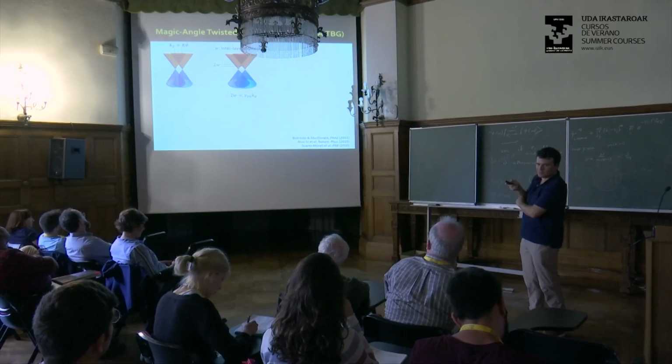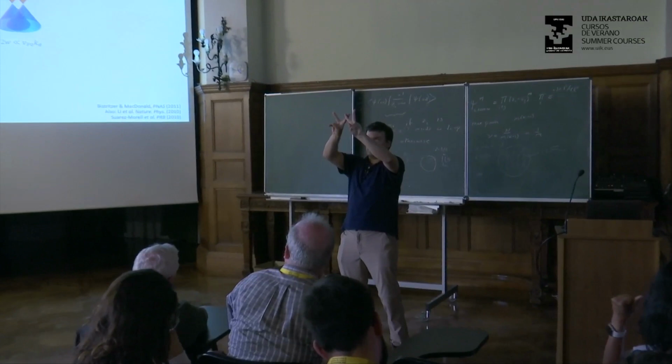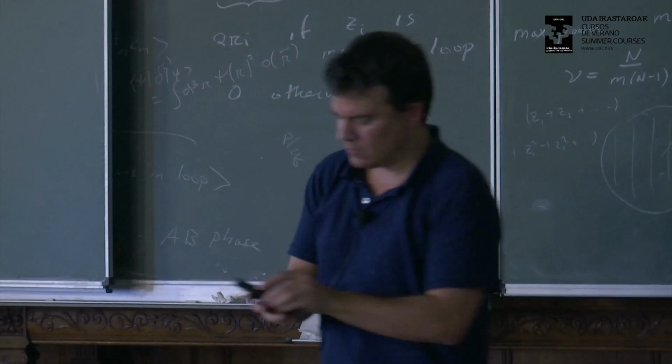But as I now twist the angle towards smaller and smaller angles, these Dirac cones, which are separated in momentum space, get closer and closer. Here, there is band repulsion. A band is being pushed down. So there will be an angle at which this band will get pushed down all the way to zero. That condition is called the flat band condition. Sorry, this thing doesn't work.